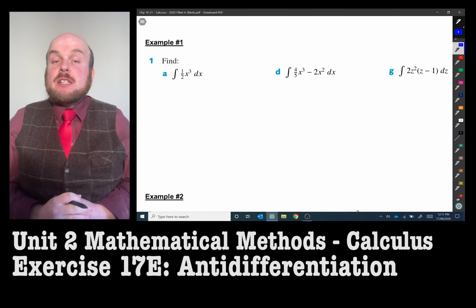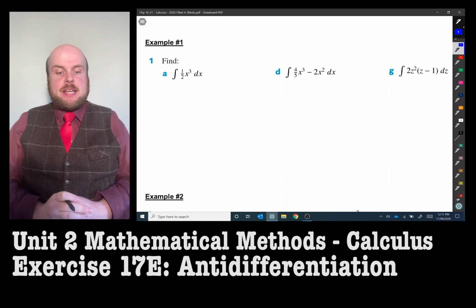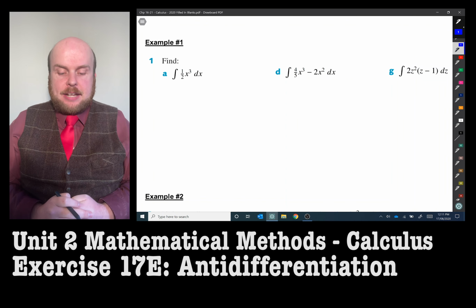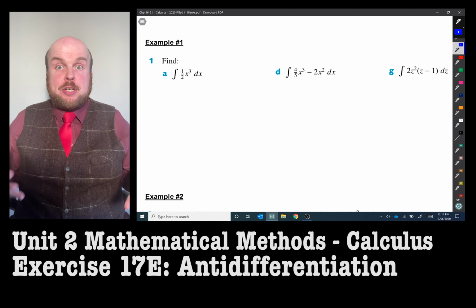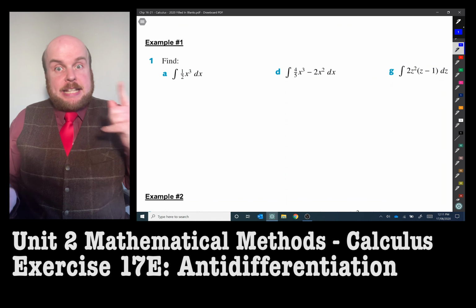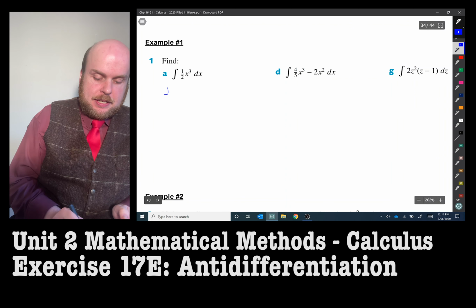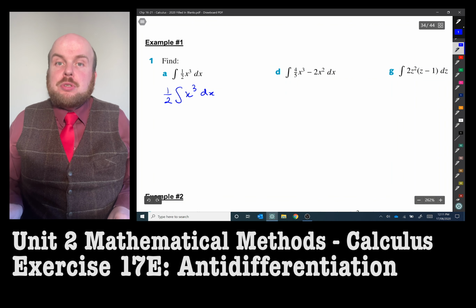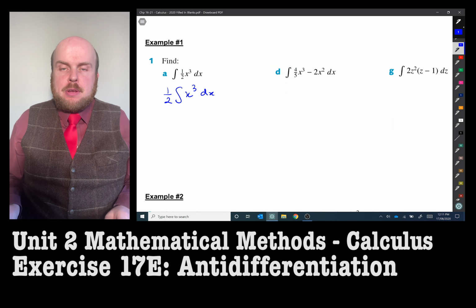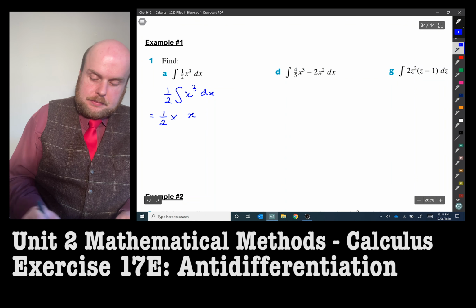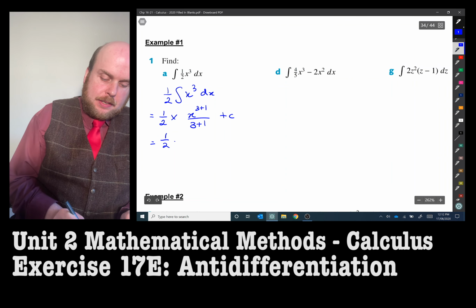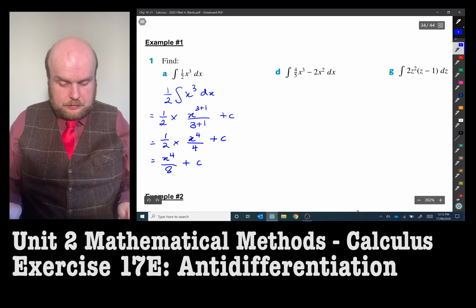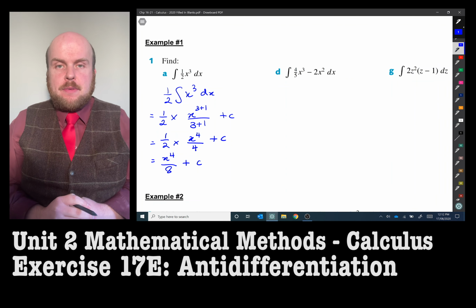Example 1. Let's find the antiderivatives for each of these. A, 1/2 x cubed. As per that original formula, I can take the half out of here. Then I'll do the antiderivative as per the formula, and then I will simplify. And there is our antiderivative.